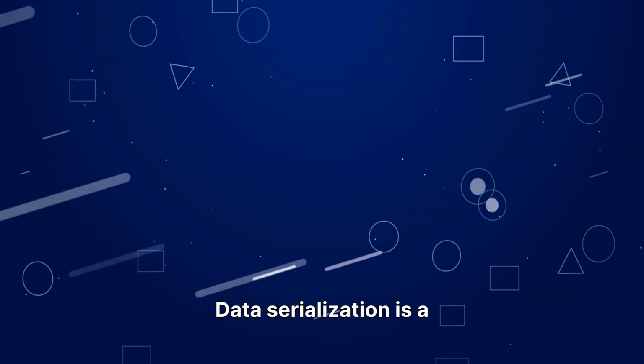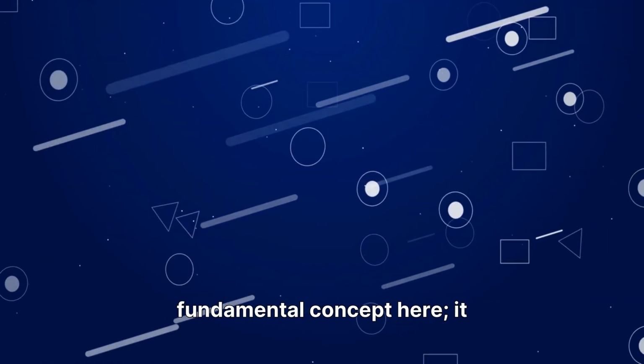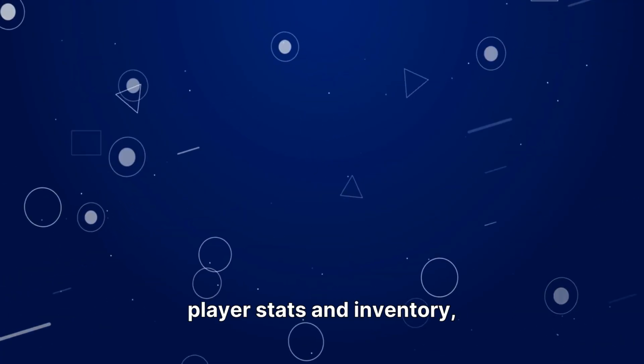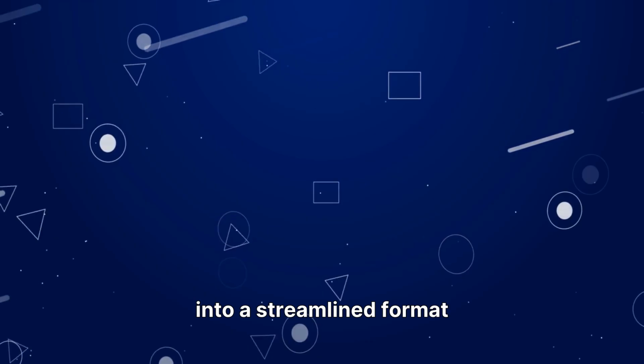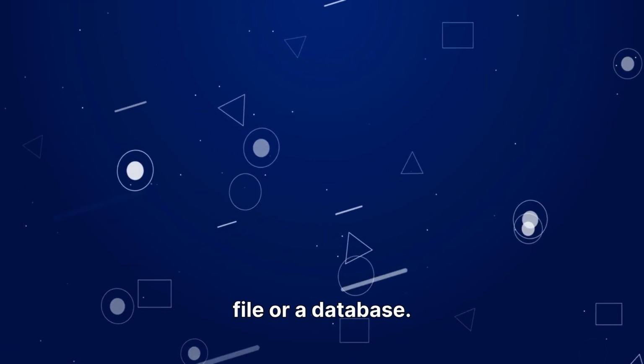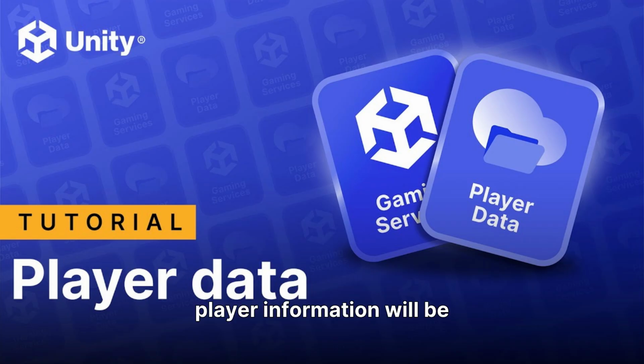Data serialization is a fundamental concept here. It is the key process of converting our complex game data, such as player stats and inventory, into a streamlined format that can be easily stored, whether in a file or a database. To define precisely what player information will be stored, we'll create a PlayerData.cs script. This script will outline the structure of our saved data, including crucial elements like the player's health, their current score, their in-game position, and a comprehensive list of their inventory items.